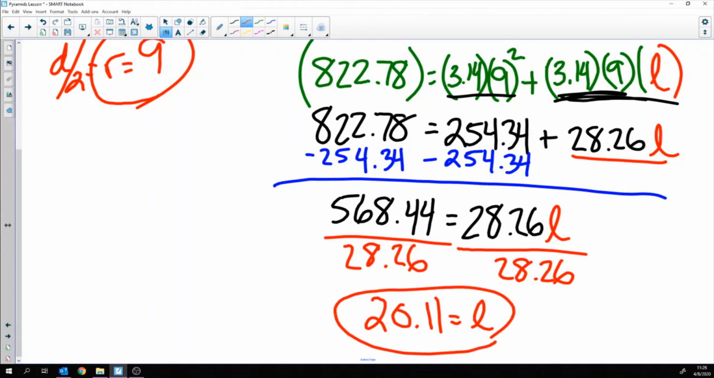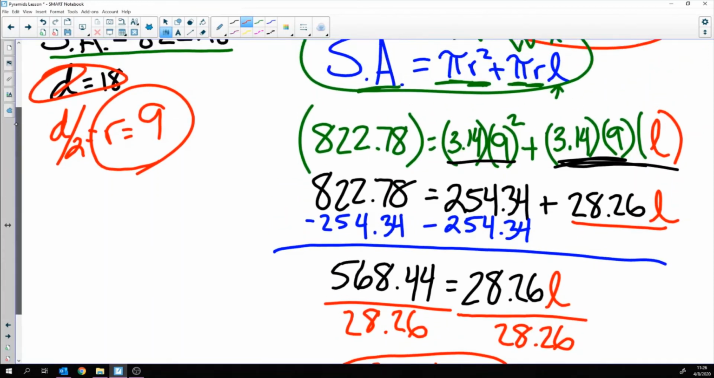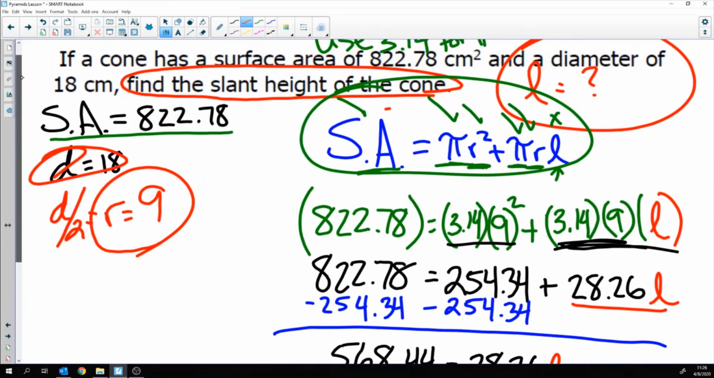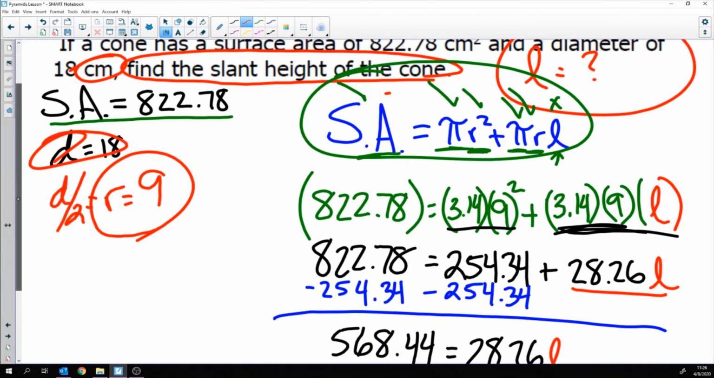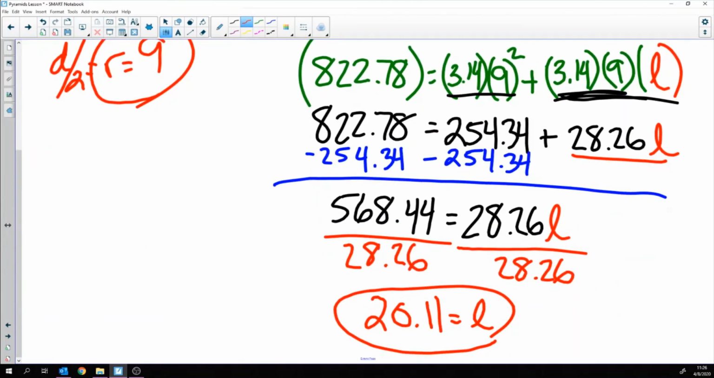So that is the slant height. That is the final answer. That is what the problem asks us for. We need to use units. Not even if you want to be specific, you should be. In this case, the units are centimeters, so this is going to be centimeters.